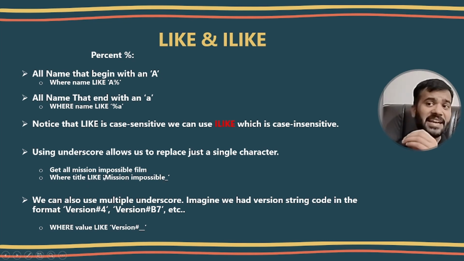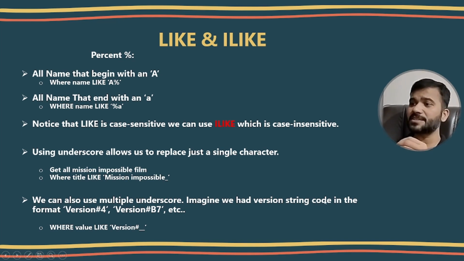Of course, we are dealing with a string in LIKE, so we will use either single quotes or double quotes. So like under single quotes, 'Mission Impossible' and then underscore. What will it return? It will return all Mission Impossible, like 1, 2, 3, or version 1, version 2, version 3, whatever. So we can also use multiple underscores, not only one underscore.